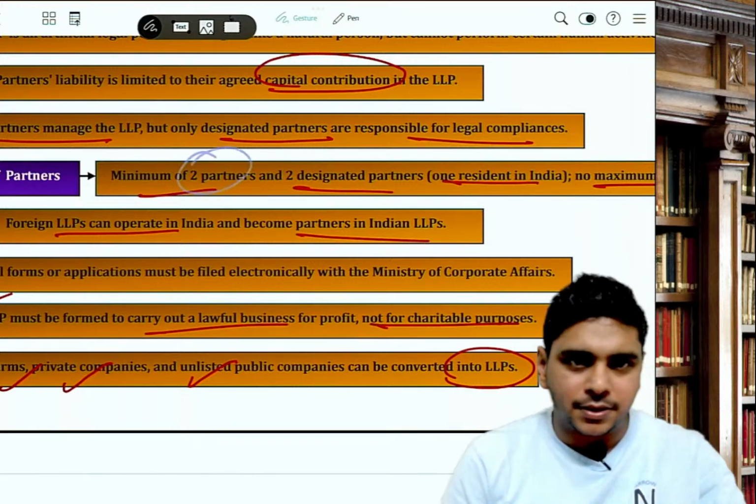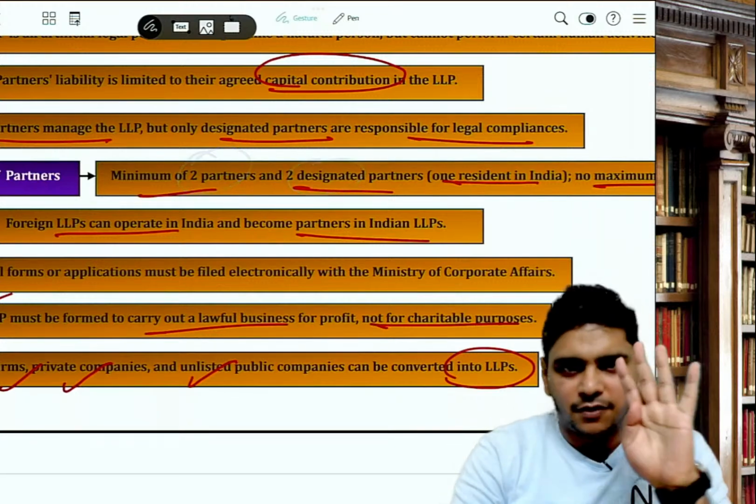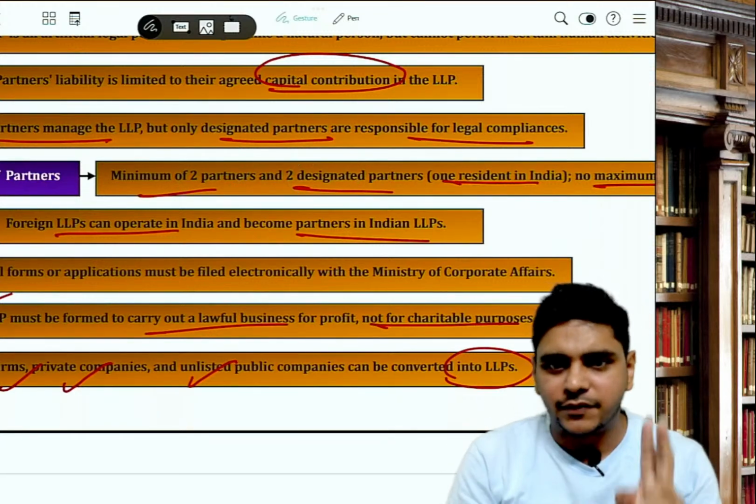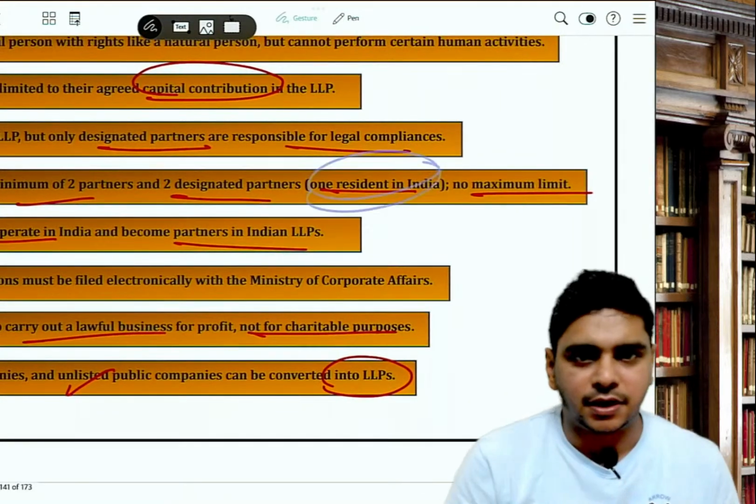Sir, minimum 2 partners and 2 designated partners. Here it means it's not 2 plus 2. If there are 4 partners, 2 should be DP. But if there are only 2 partners, those 2 should be DP and 1 should be resident in India.